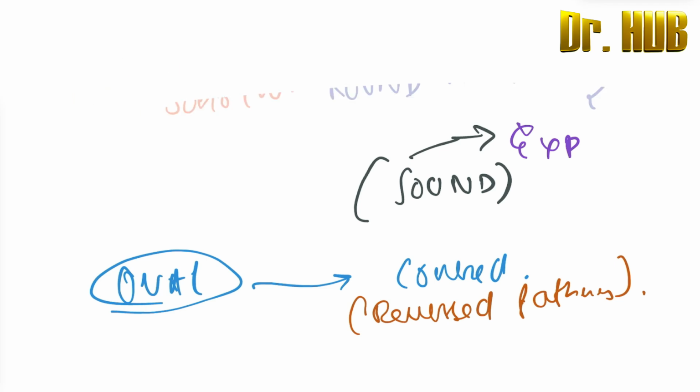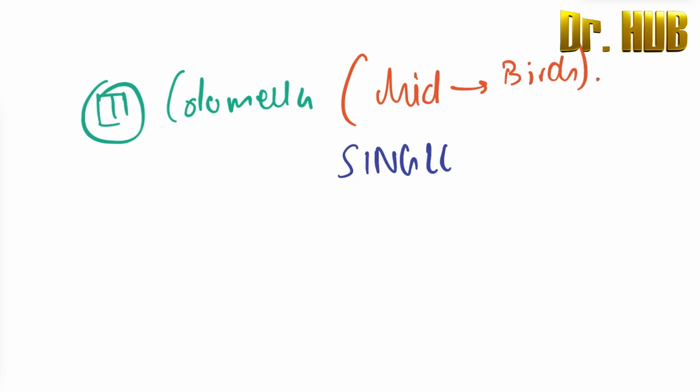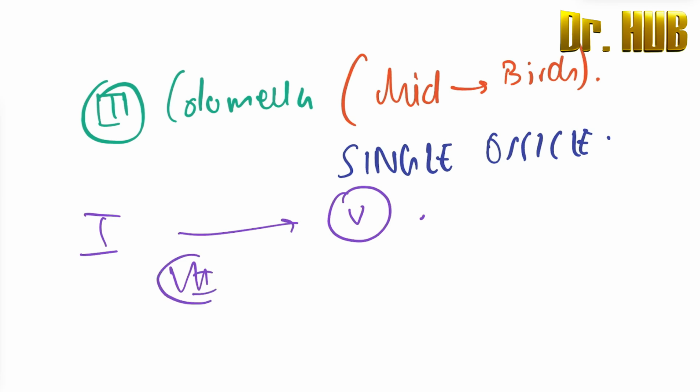Some other important notes: type 3 is known as columella. Why is it called columella? Because it is very similar to the middle ear of birds, since they have a single ossicle. Another note is that usually there are 1 to 5 classifications, and the 6th one is a recent addition.